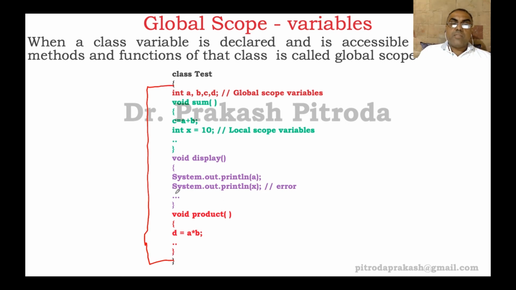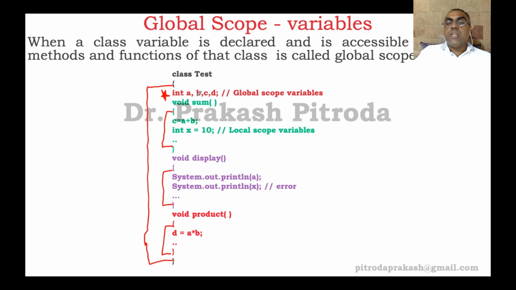This bracket is a class boundary. Here is your void sum. Here is your void display. I have not written the complete function. This is an example. Now if you note down, this is an important line. This is where you are declaring these variables.